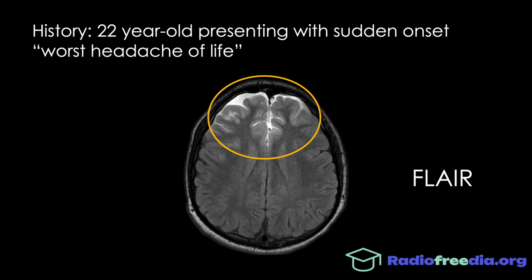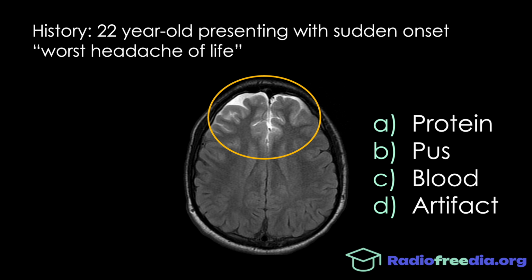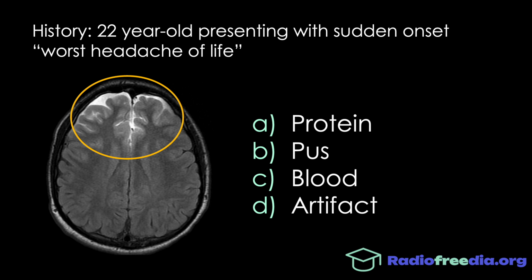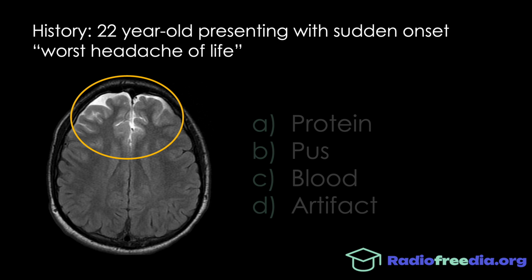What is it? Remember, CSF is basically water, so anything extra in that water, whether it be protein, pus, or blood, will cause an incomplete suppression on our FLAIR sequence. Another option is this could be artifactual. So let's consider some differential diagnoses that would cause protein, pus, or blood within the CSF.